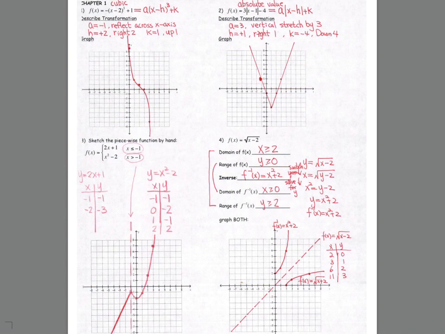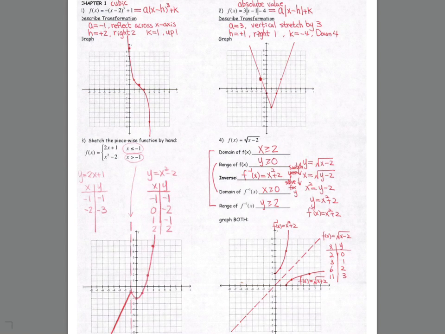X minus, so again, x subtracting a positive 1. So that means h is positive 1. K is -4. So we have right 1, down 4. Right 1, down 4. And don't forget, you are vertically stretched by a factor of 3. So from right 1, down 4, I go right 1, up 3, right 1, up 3, with a slope of right 1, up 3, because this is an absolute value function. So you should see the distinctive V shape.